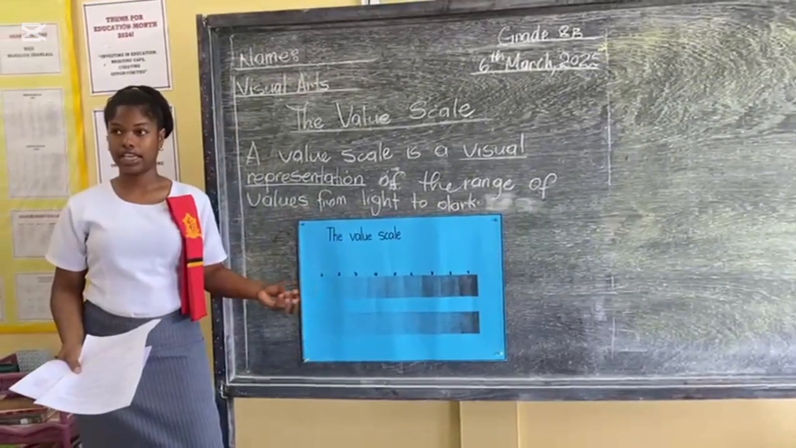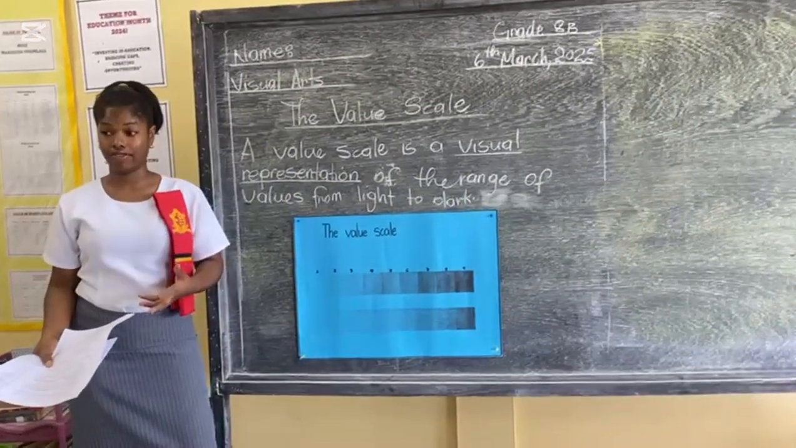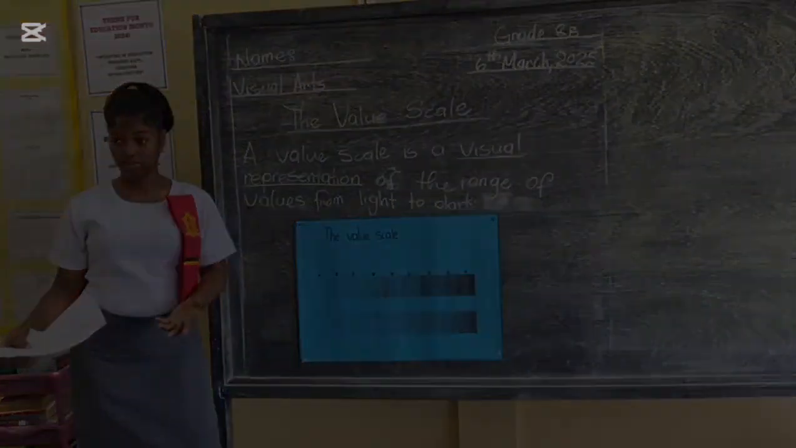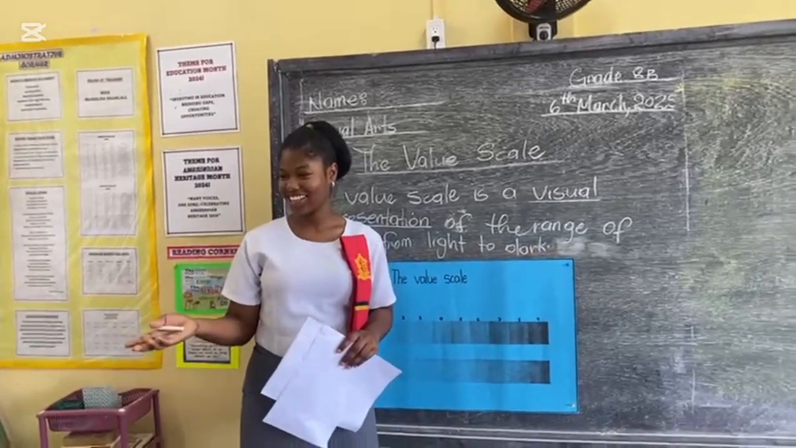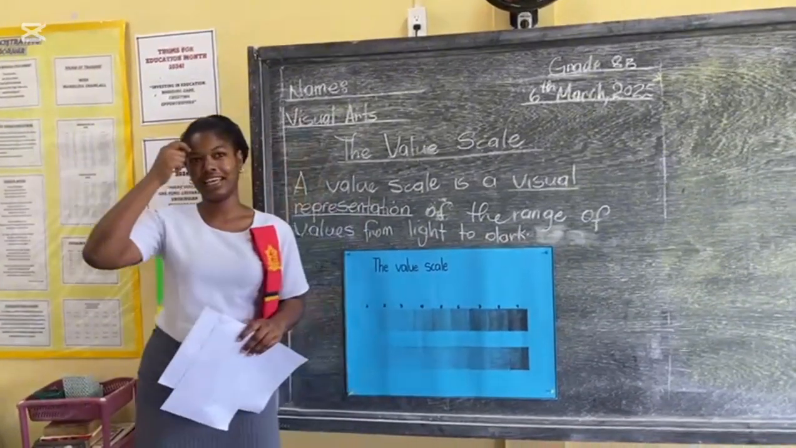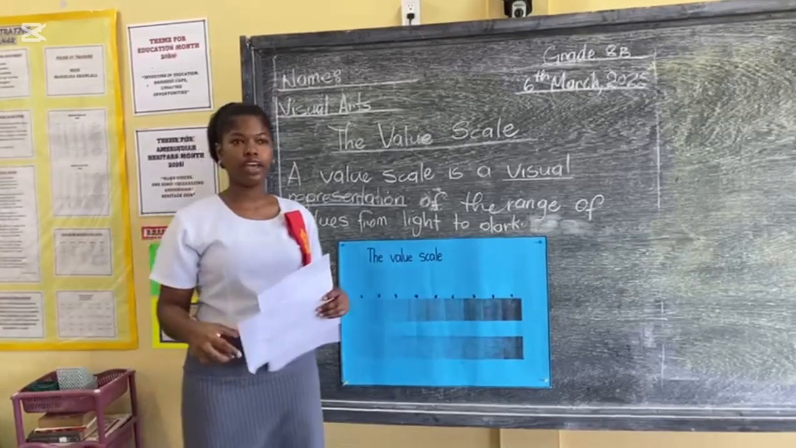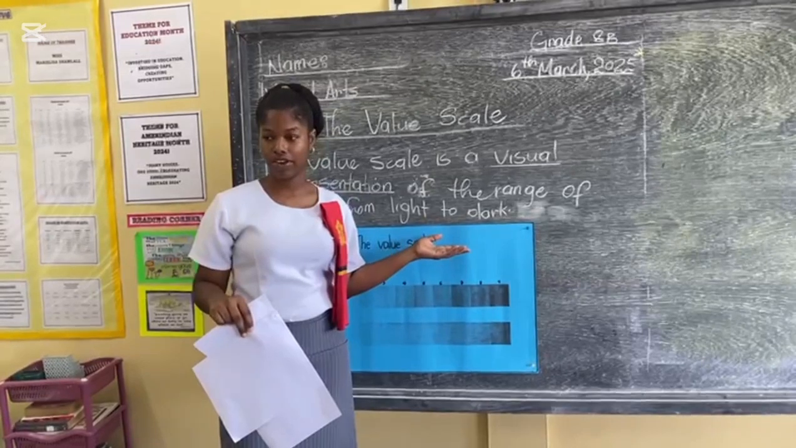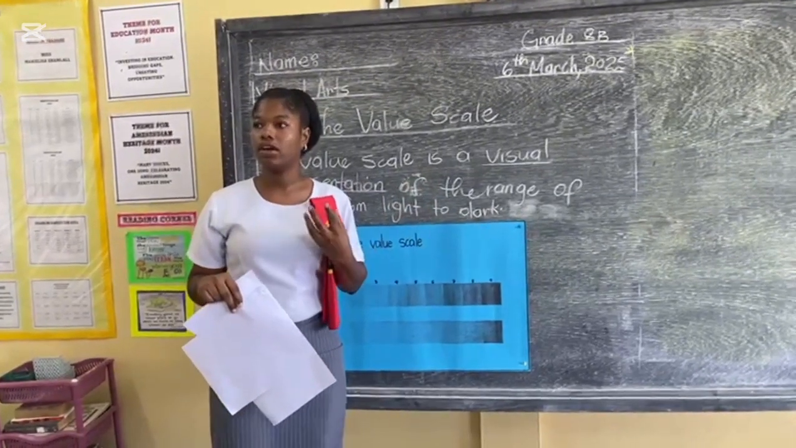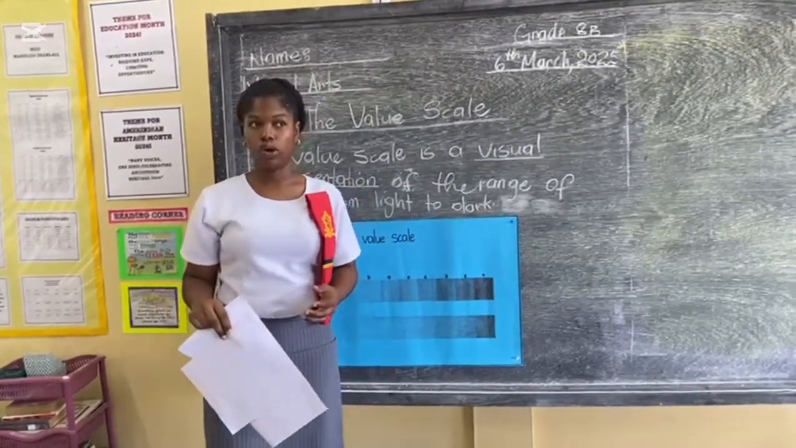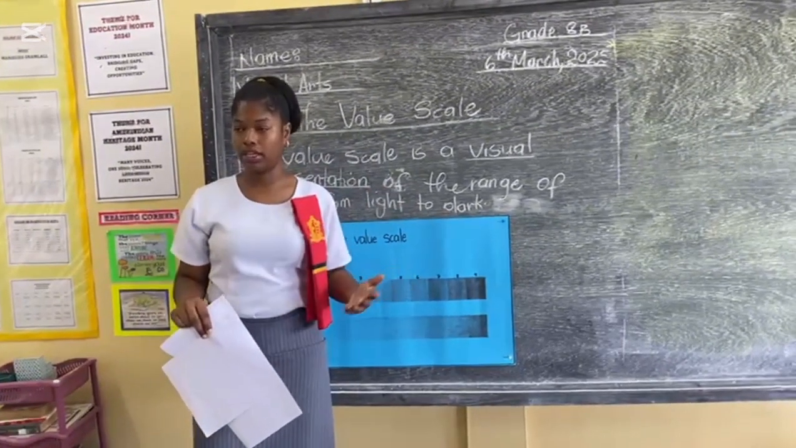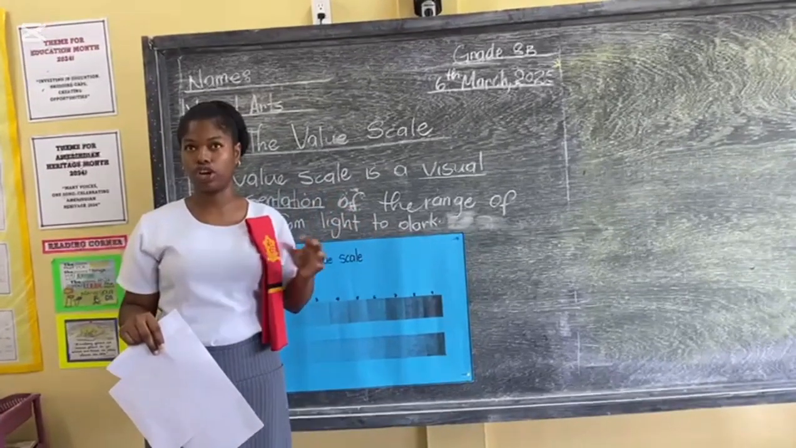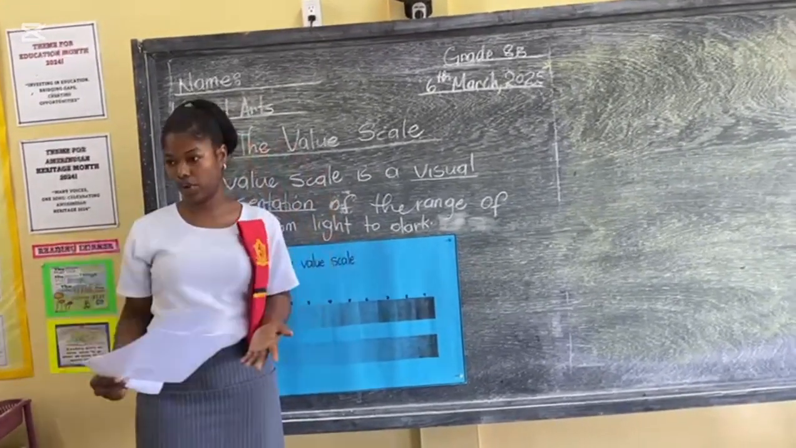The value scale gives our drawing or painting life. It helps to make it seem more three-dimensional. Another thing that the value scale does is that it helps with the mood. Remember, as an artist, when you create a drawing or painting, we normally create art pieces sending a message. Either in drawing or painting, the mood or the atmosphere of your work sends a message.